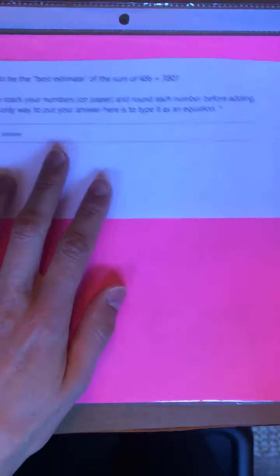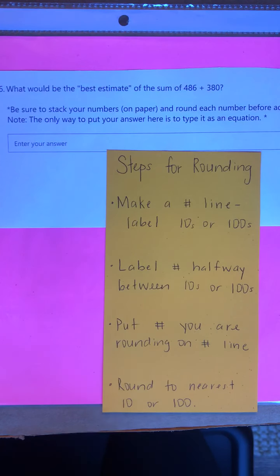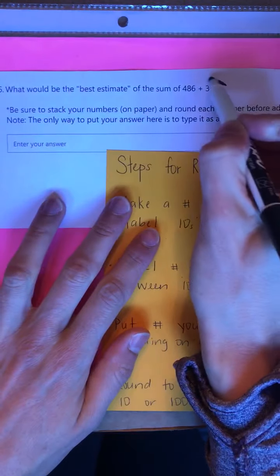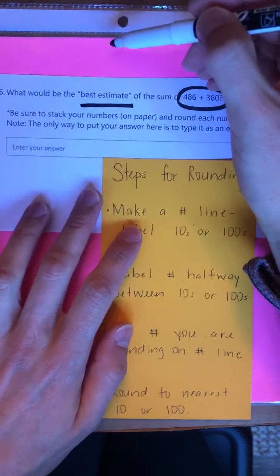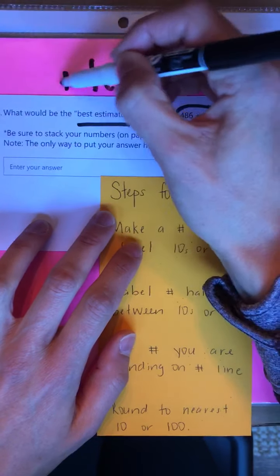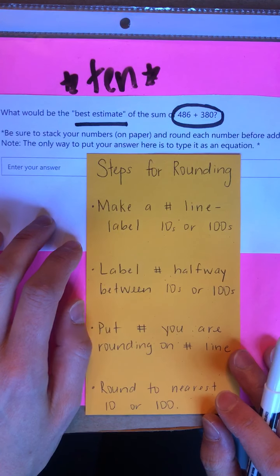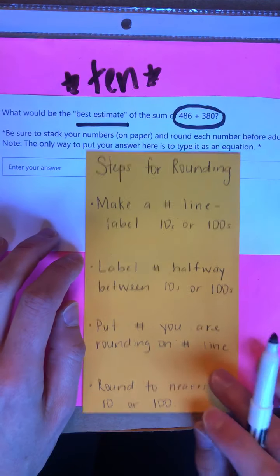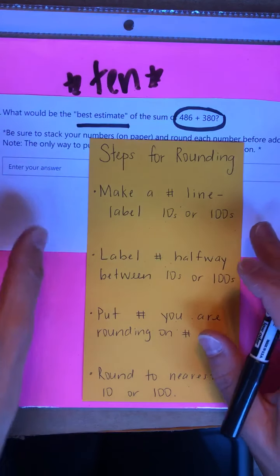Number 6 is just like what we did for number 5, except you're adding this time. You're finding the sum of these two numbers, and you're finding the best estimate, which means you need to round to the nearest 10. Pause your video, stack your numbers, round, and find the sum or the answer when you add the two numbers. When you're ready, press play.